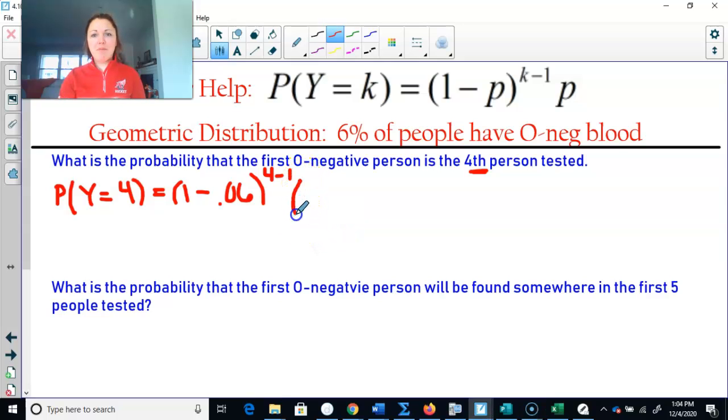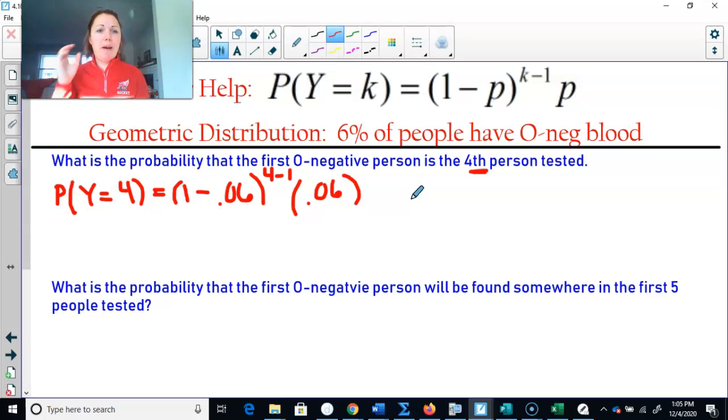Times, right? 0.06. Now we could go ahead and we could type that in our calculator. This makes sense to you guys. When it's an equal to type of question, that is just, you know, multiplication rule. We have a failure, failure, failure, and then we have a success.